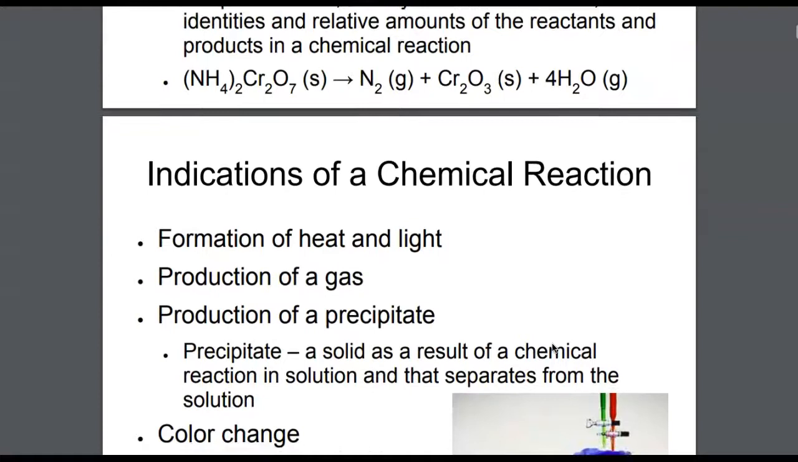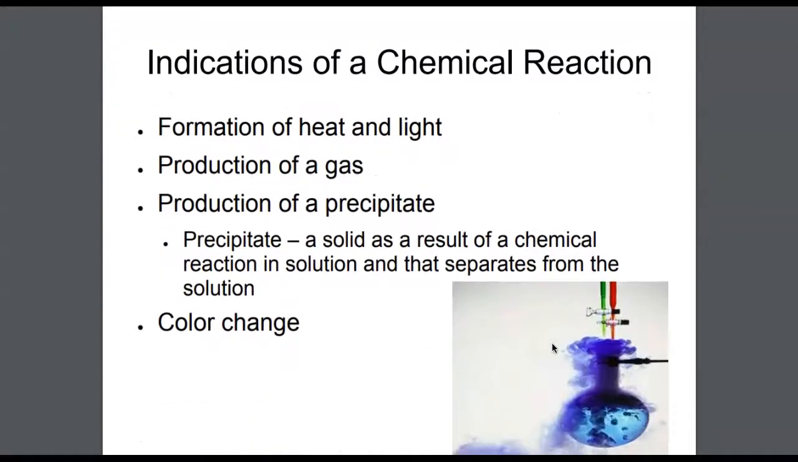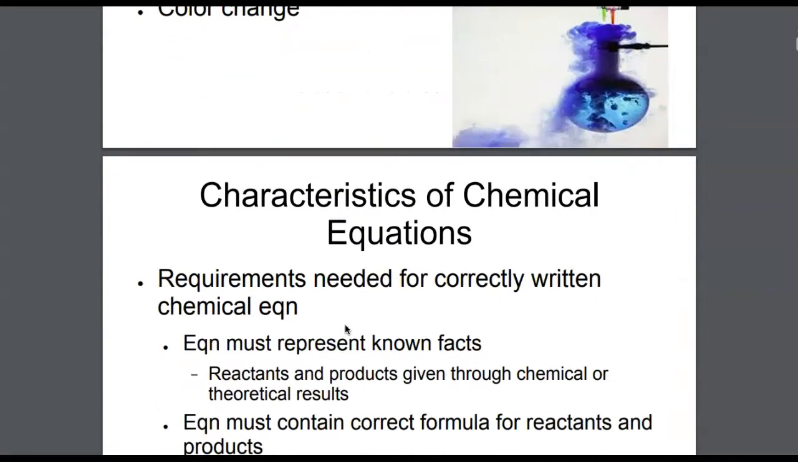So how do we know a chemical reaction has occurred? Well, there's 4 main ways: formation of heat, light, production of a gas or a precipitate. A precipitate is a solid that forms when you mix together 2 aqueous solutions. A color change can also be an indication of a chemical reaction.